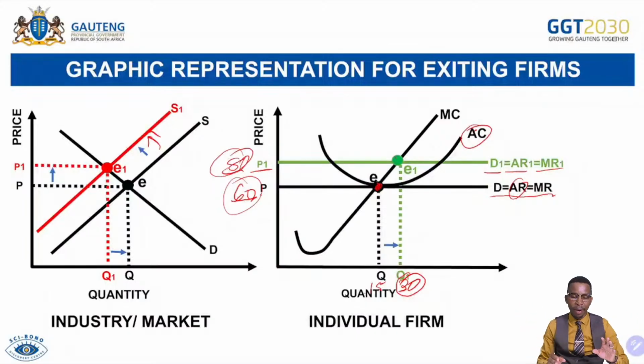What happens on the market? As firms are leaving the market, supply decreases, meaning the quantity produced maybe was 300, but now it's only 200. So the market supply has decreased while the demand remains high.